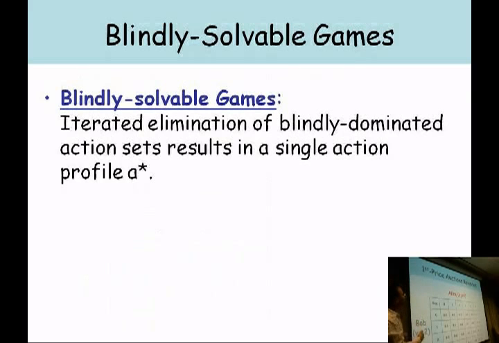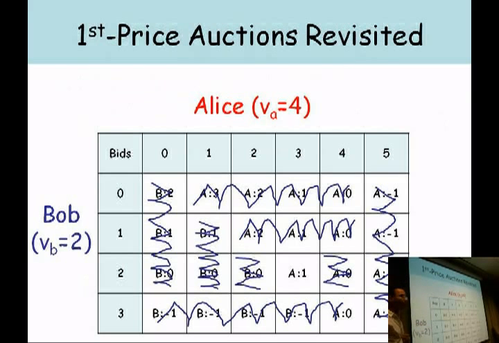So let's revisit first price auctions. They are blindly solvable games. How do I know? Because look at this strategy. Clearly it's blindly solvable. Alice always wins, but it's less than her value, she pays more than her value. So the payoff here is -1, the payoff everywhere else is positive. So the maximum here is less than the minimum in the remainder of this matrix.